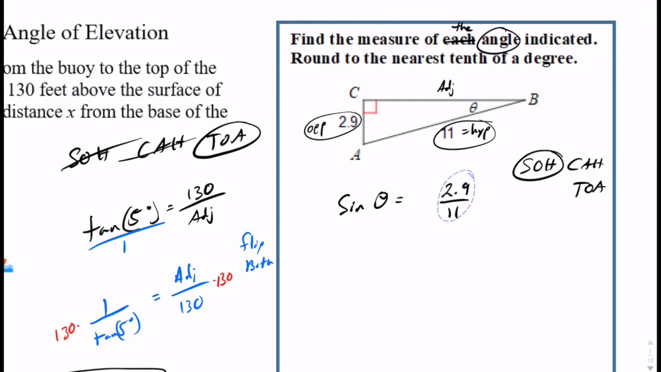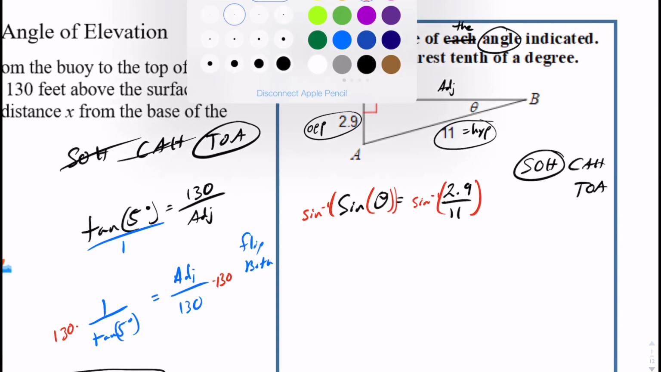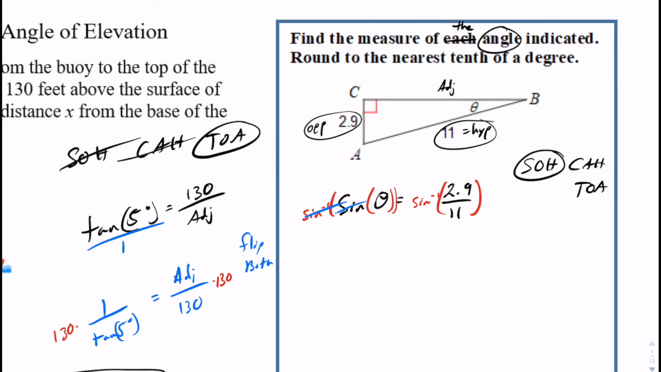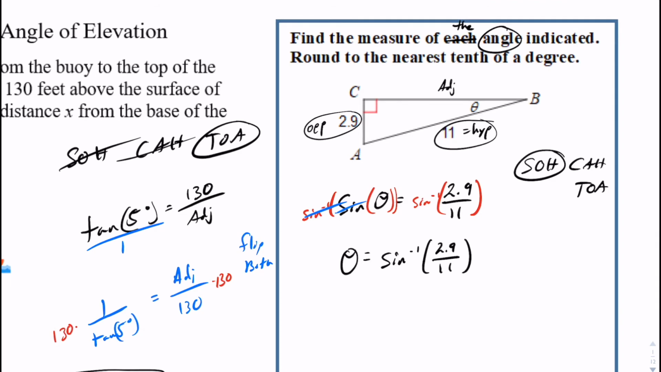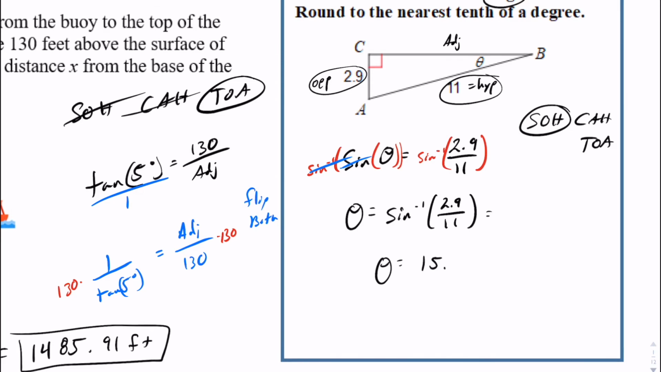Sorry for those of you who wrote in pen, I'm going to scooch this over a little bit, because to get rid of the sine, to get theta all by itself, I'm going to put this inside of an inverse sine, which I got to do to both sides. Sine and inverse sine cancel, and so now I'm left with theta equaling sine inverse of 2.9 over 11. Again, you supercomputers out there, feel free to calculate this in your brains. For the rest of us, theta is 15.286.